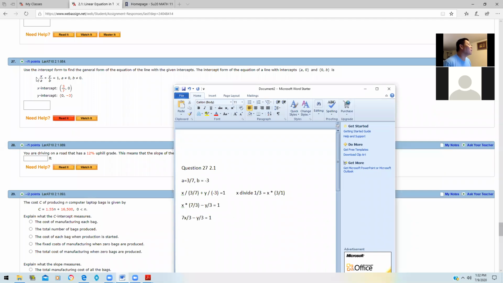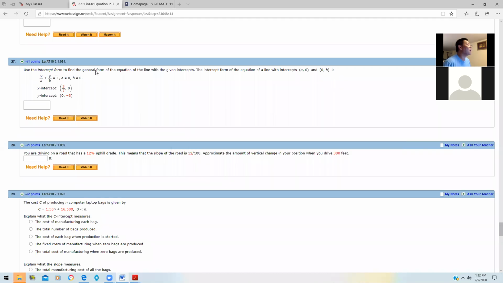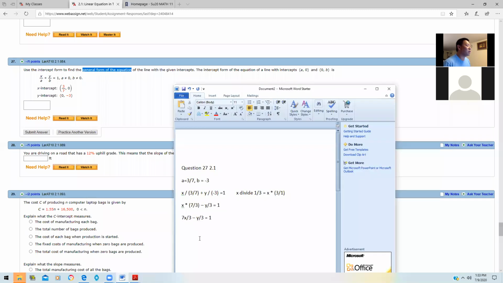I think they wanted, let me see what form. Find the general form of the equation. So this question wants us in general form. What is general form? General form means ax plus by plus c equals 0. This is the general form, which means that everything has to be moved to one side.